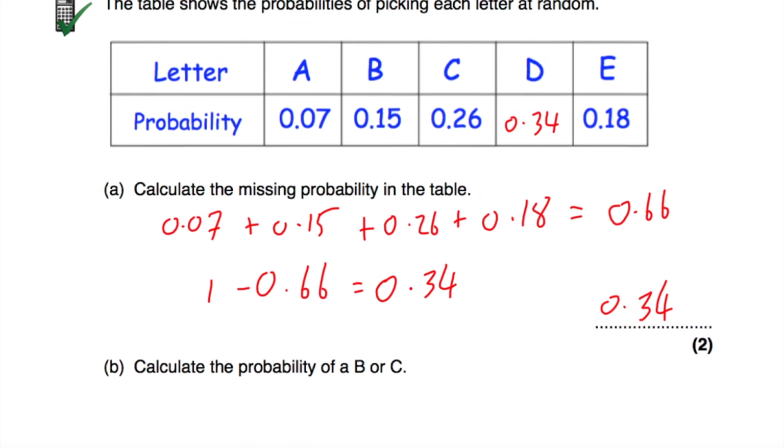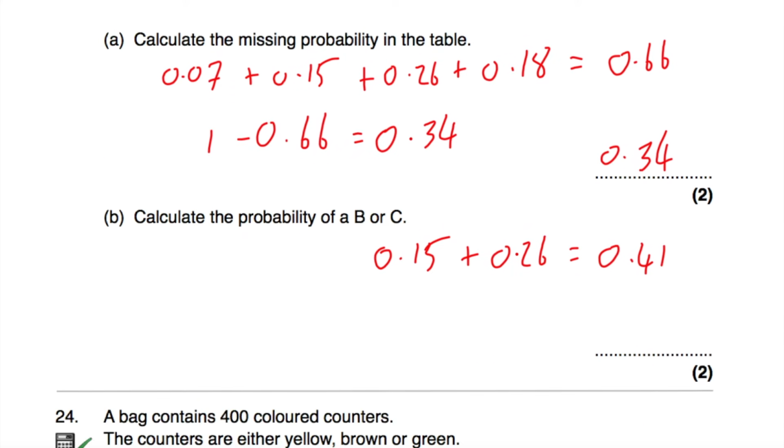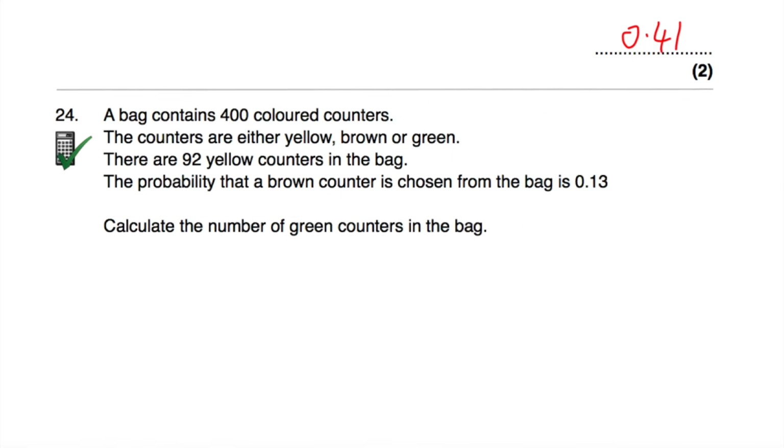Okay, let's have a look at part B. Part B says, what's the probability of a B or a C? So that means a B or a C. So we just need to add together those 2 probabilities, and that'll tell us the probability of getting a B or a C. So that'll be 0.15 plus 0.26, which is equal to 0.41. So the probability of getting a B or a C would be 0.41. And that's it. Okay, let's have a look at our next question, question number 24.